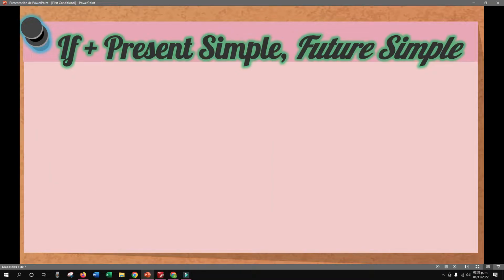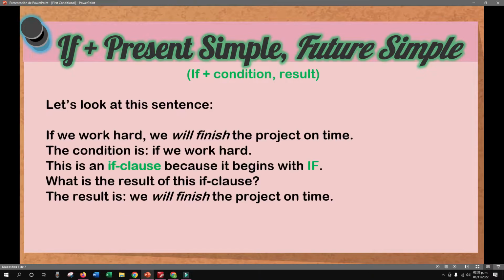So, if plus present simple, comma, don't forget the comma, right? That is necessary. And future simple, right? If plus condition, result. Let's look at these sentences. There you have some examples. If we work hard, we will finish the project on time.